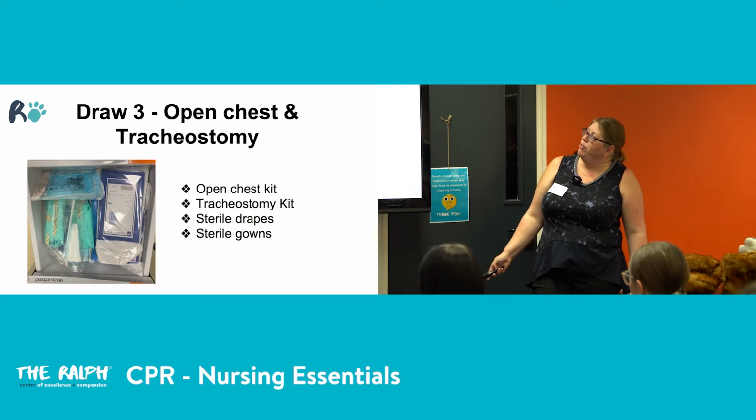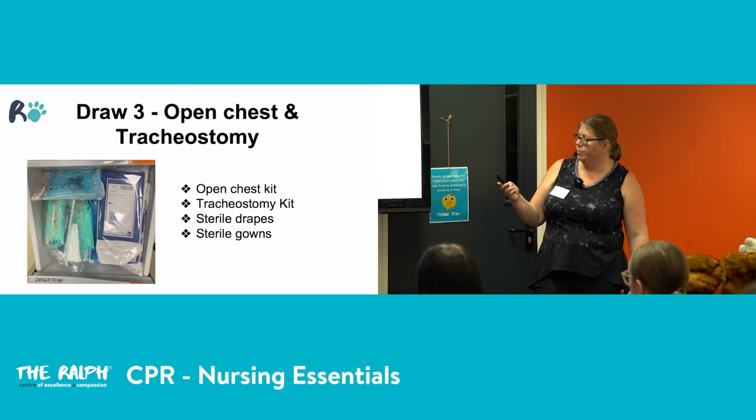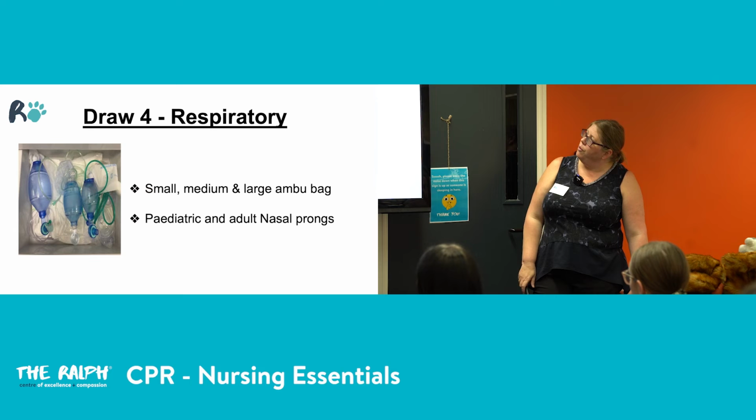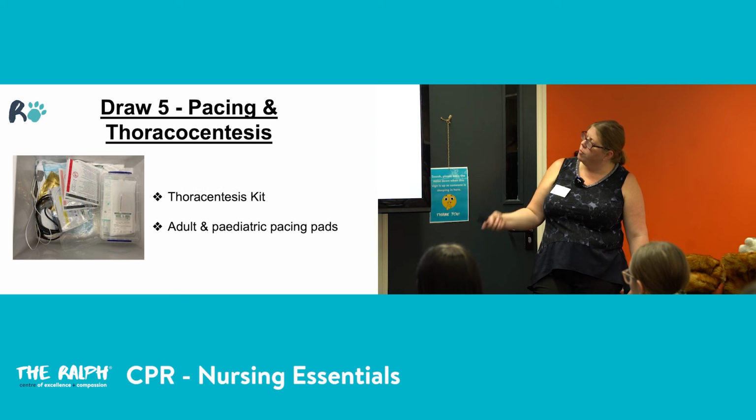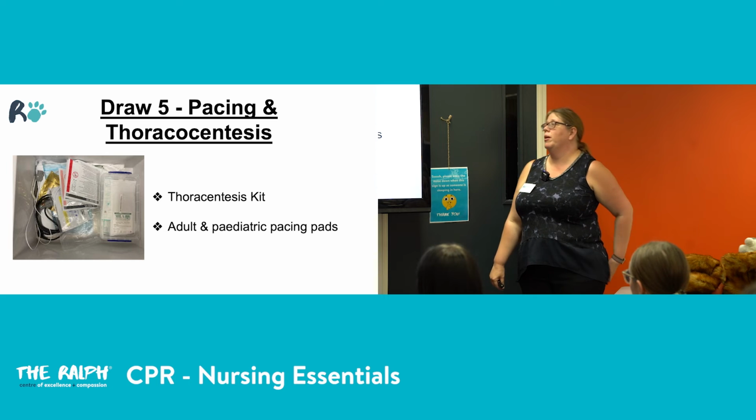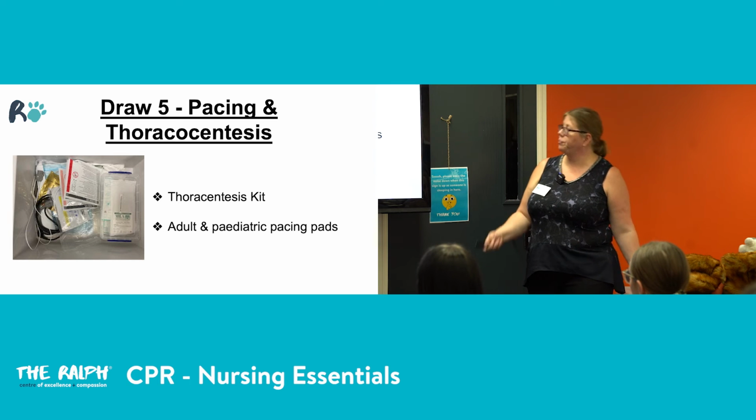Okay, number 3, our open chest and tracheostomy drawer. Luckily we don't have to use this that much at all. We have an open chest kit, we have the tracheostomy kit in there, sterile drapes, sterile gowns, rib spreaders, all that sort of thing that you would need. Drawer 4 is our respiratory drawer. We have small, medium and large ambu bags. We also have paediatric and adult sized nasal prongs. And in our bottom one, we have a thoracentesis kit. Also in there, we have adult and paediatric pacing pads in case we need them.